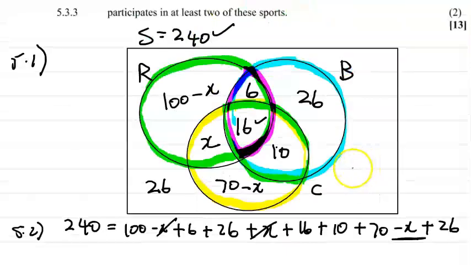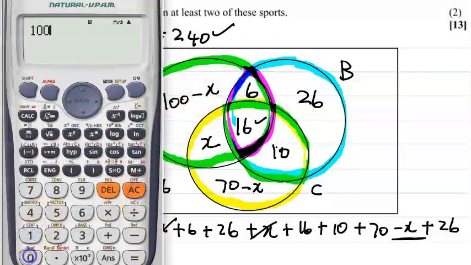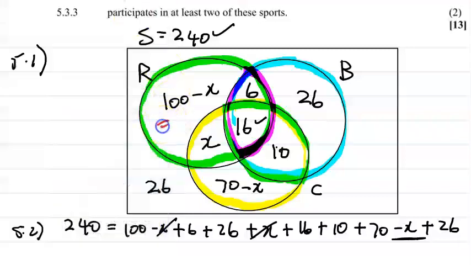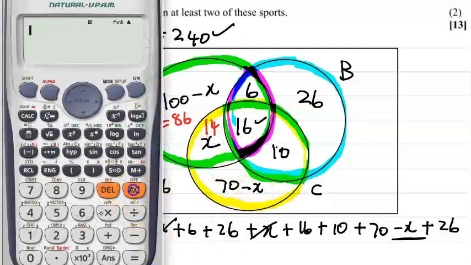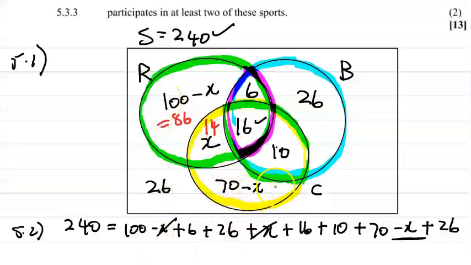Look at the next question. So remember that if you want to look at the learners who play rugby only, it will be 100 minus x. So we can put that in a different color. Okay, so 100 minus x, so it will be 100 minus 14. It's going to equal 86. So that's going to equal 86 for rugby only. And x, remember, is equal to 14. And 70 minus 14 equals 56.